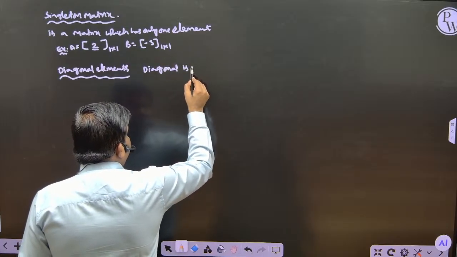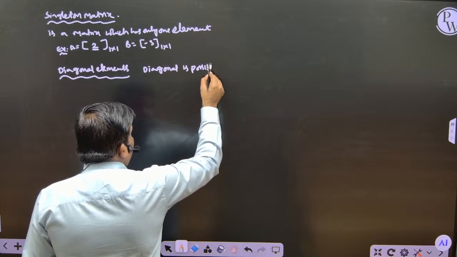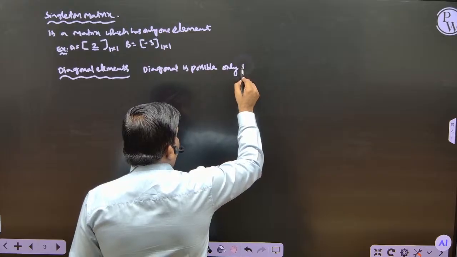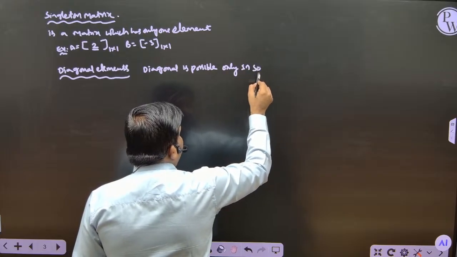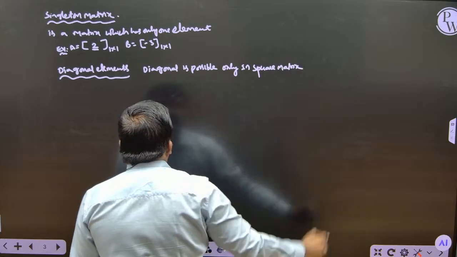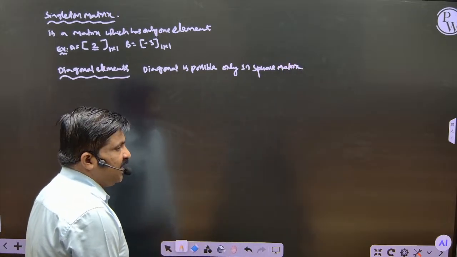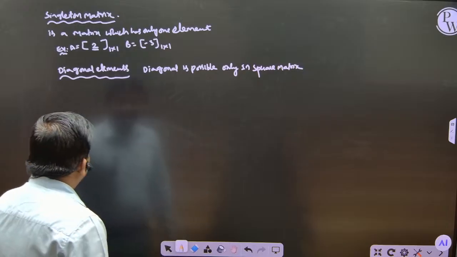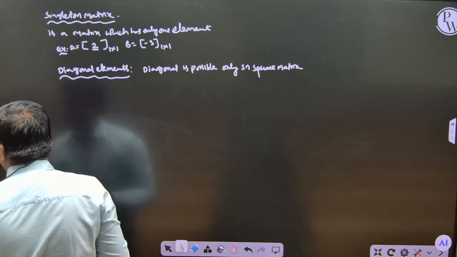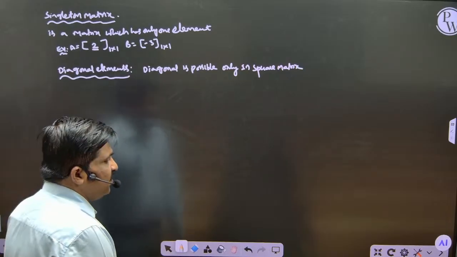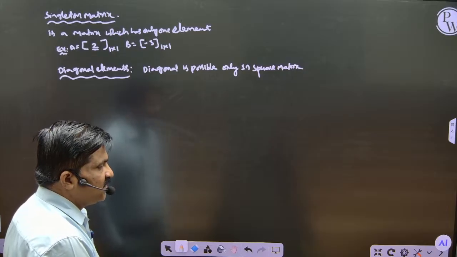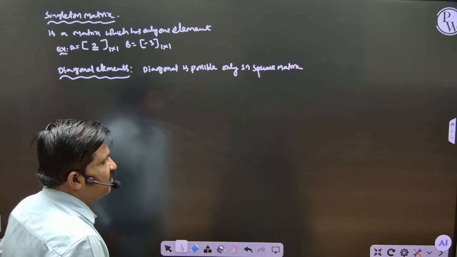Diagonal is possible only in a square matrix. Diagonal is possible only in which matrix? Square matrix. So what do diagonal elements mean? Diagonal is possible only in a square matrix.